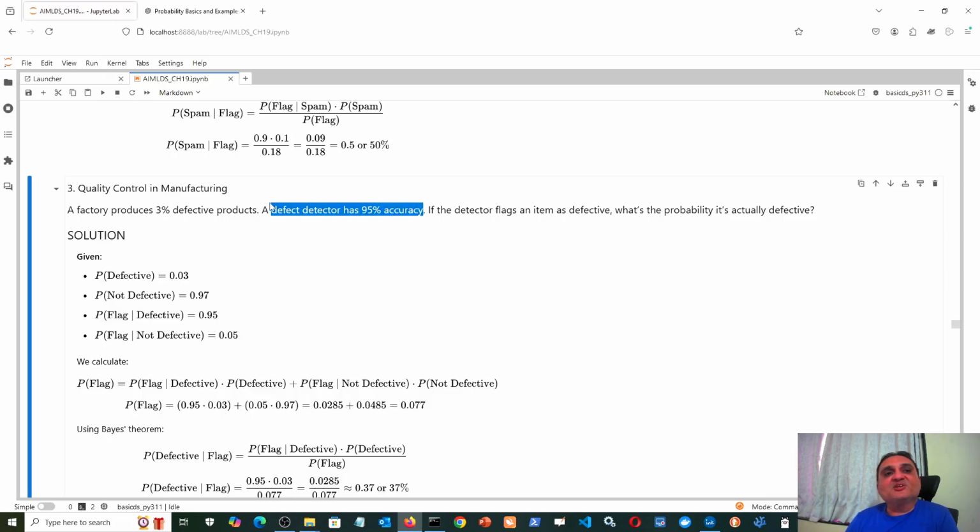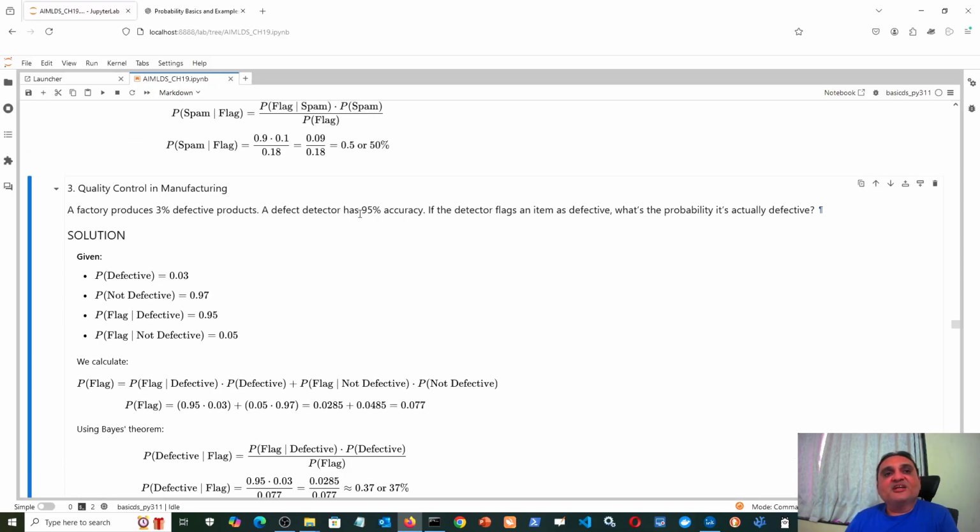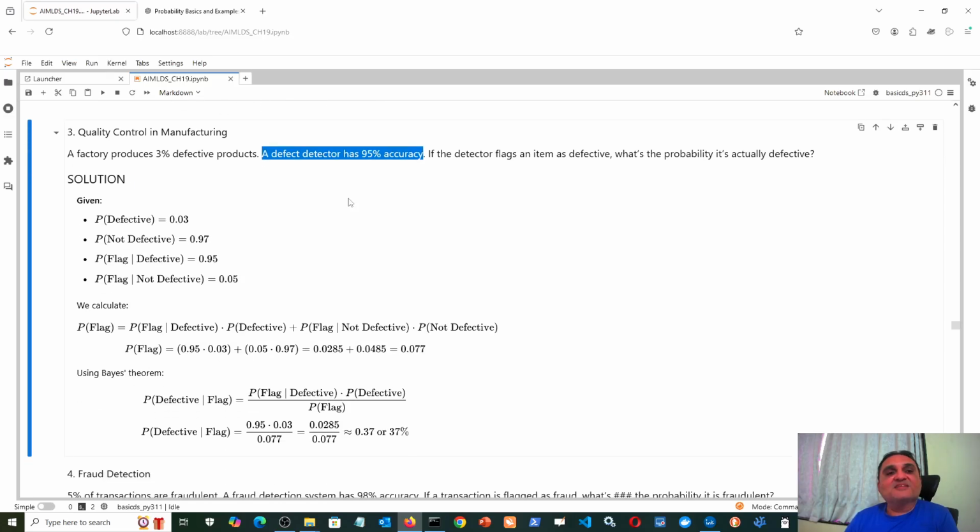But the reverse of that is also true: if it has 95% accuracy, that means it will have 5% error. So the probability of being flagged as positive, even in a sample of 100 non-defective products, is still 5%, that is 0.05. So by mistake, 5% of the non-defective products will also be flagged as defective, according to this accuracy of 95%.